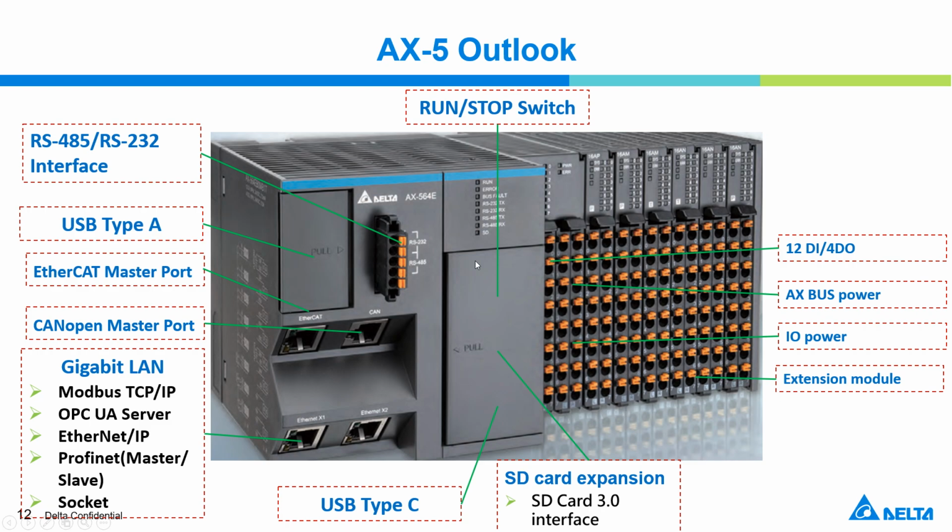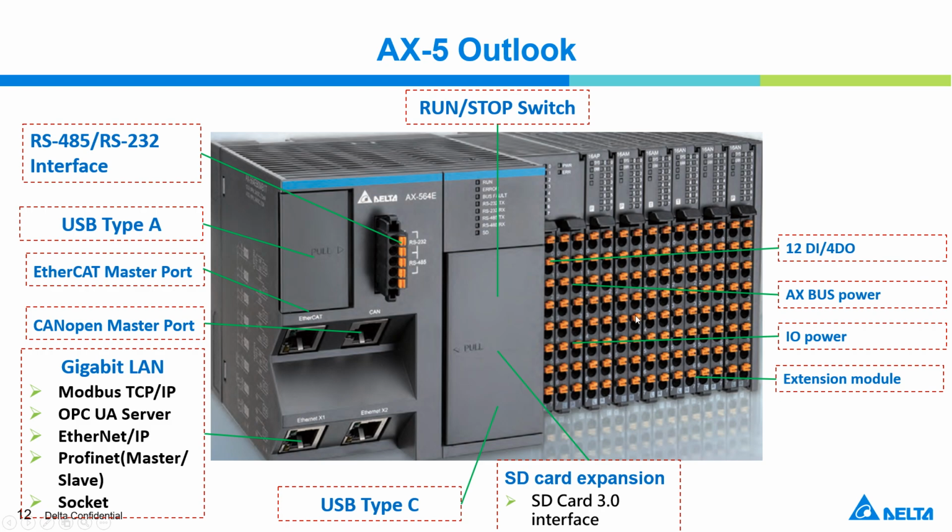And inside the cover is the run and stop switch, and it also has another USB Type C, and can also support SD card insertion. And for the AX5, it has a built-in 12 DI and 4 DO here. And here, this part is the AX bus power. Here is the I/O power, and the right side is the extension module.